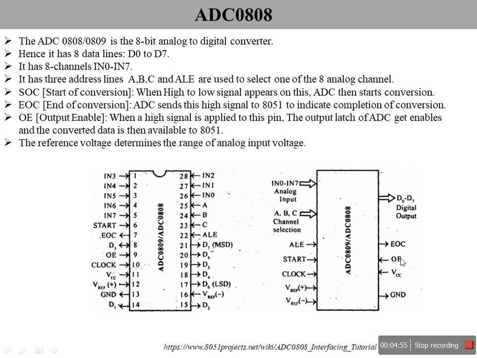OE is output enable. When a high signal is applied to this pin, the output latch of the ADC gets enabled, and the converted data is then available to 8051. Here the high signal is given from the microcontroller or microprocessor towards this IC. Then the converted data, which is available in a latch, can be read and is available to the connected microcontroller.